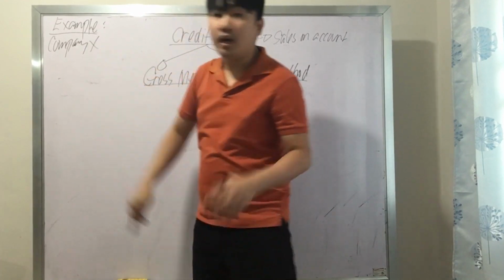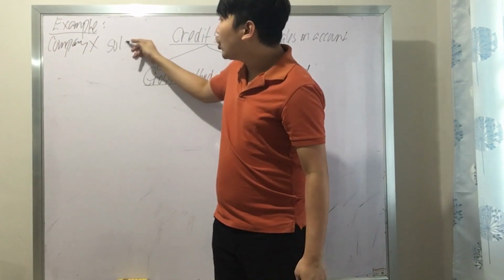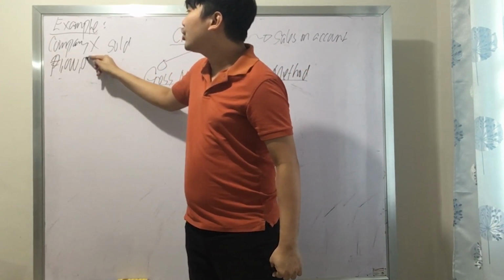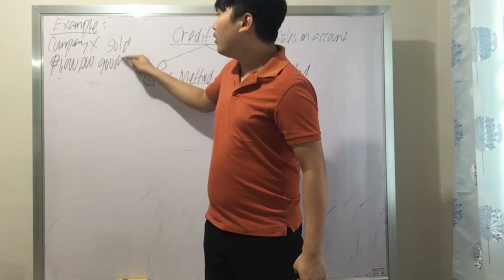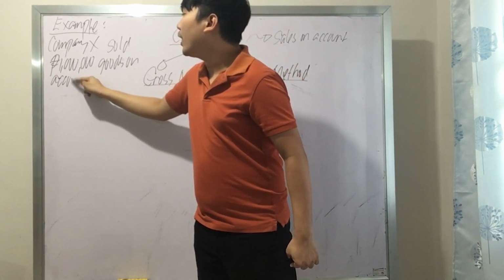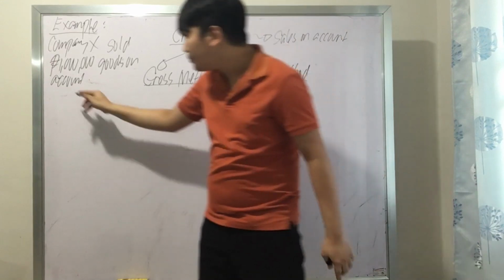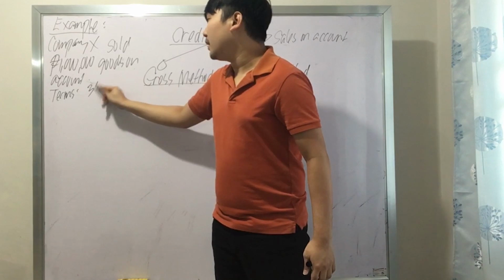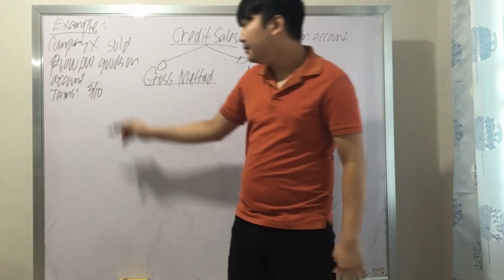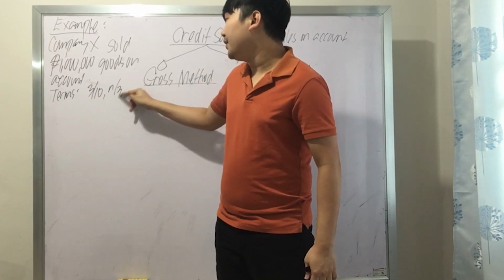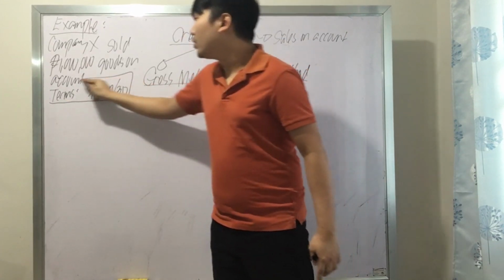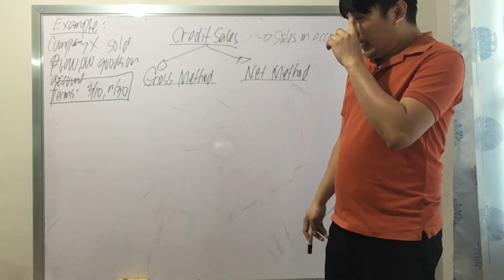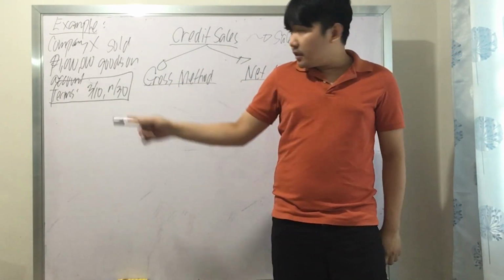Okay, example, no? Company X, sold 1 million pesos goods on account. Okay? On account. Tapos may nakasulat siyang terms. So terms, sabi niya, no? 3/10. Okay, 3/10. Tapos N/30. Okay. So, walang duda, credit sales yan. On account. Okay. Ano nga ba itong terms na 3/10 and tsaka N/30?